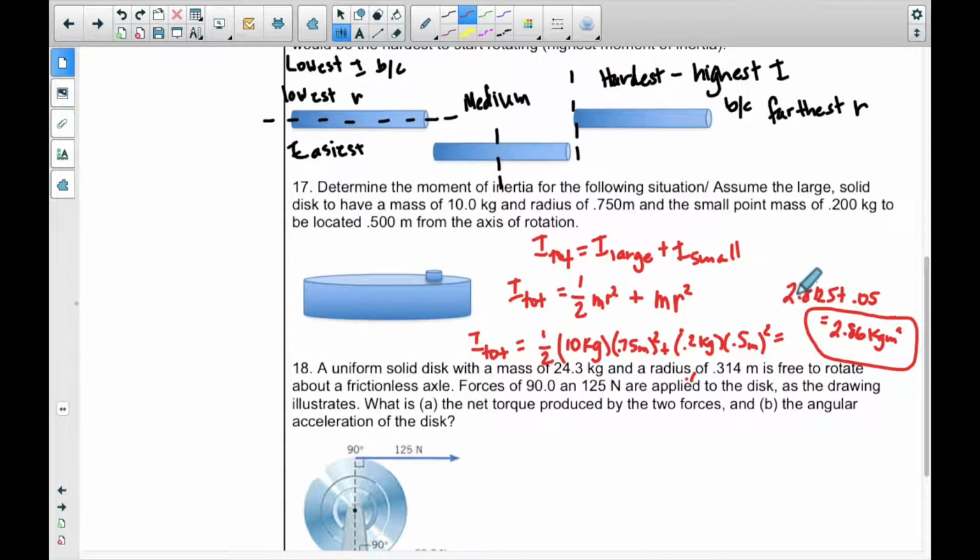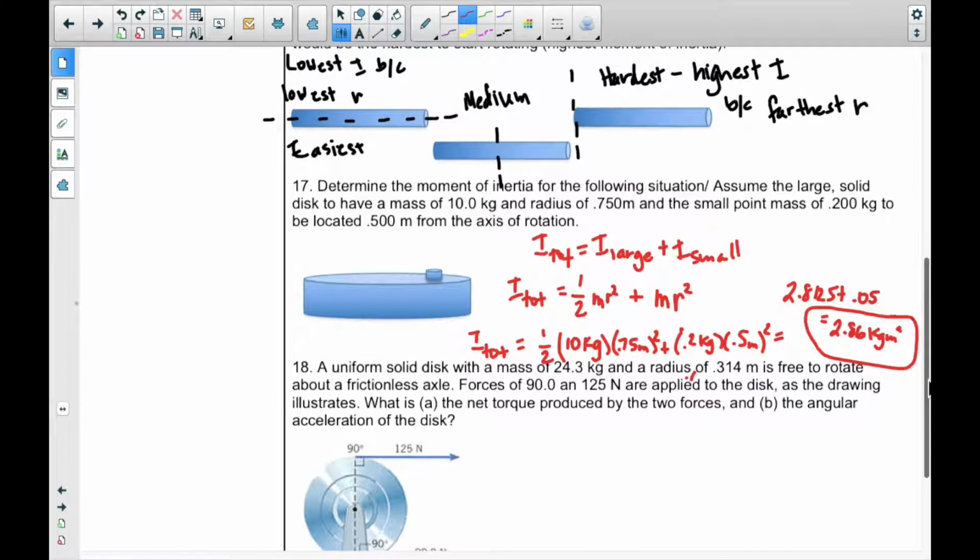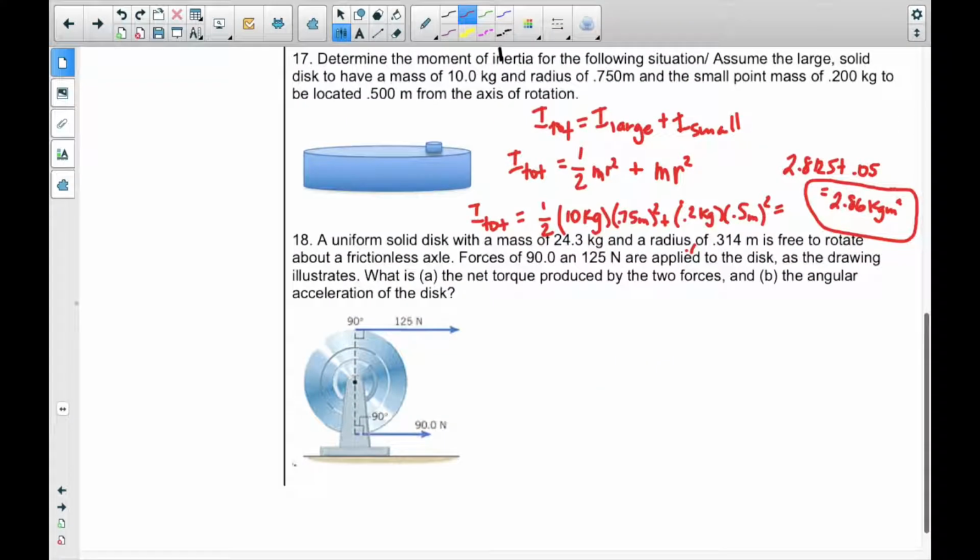Okay, when you plug that in, you should get 2.8125 plus 0.05. We add those together, and I'm going to call that 2.86, and it is kilogram meters squared. So remember that unit is kilogram meters squared. So again, this is just showing you that different objects have different formulas, but you don't have to memorize them. They would be given to you on the test.